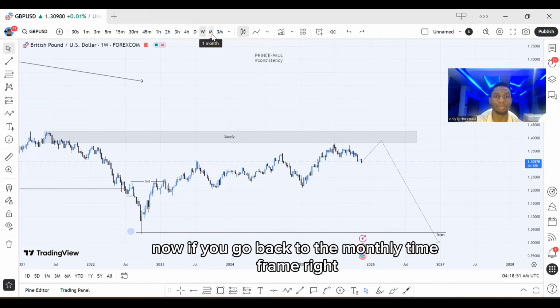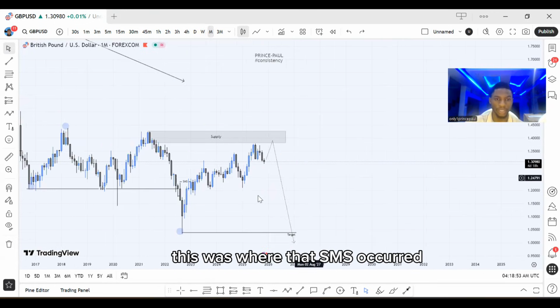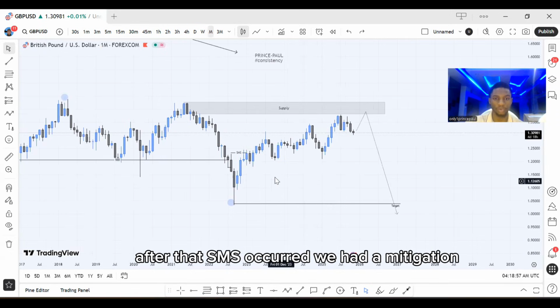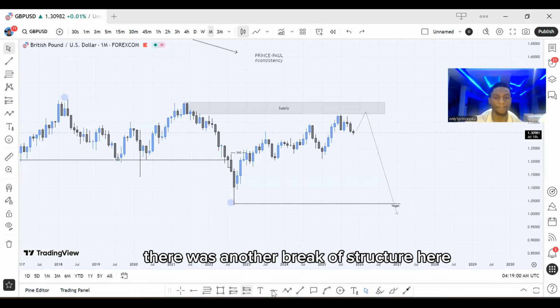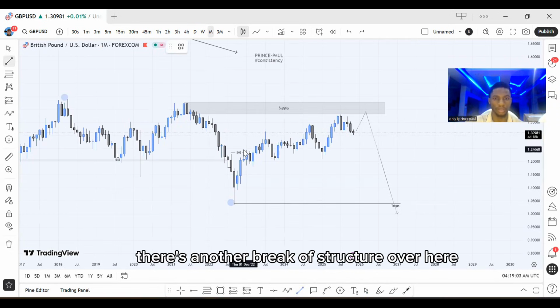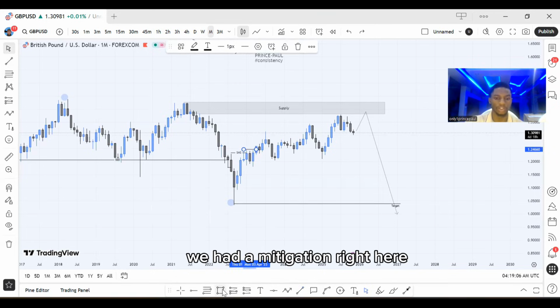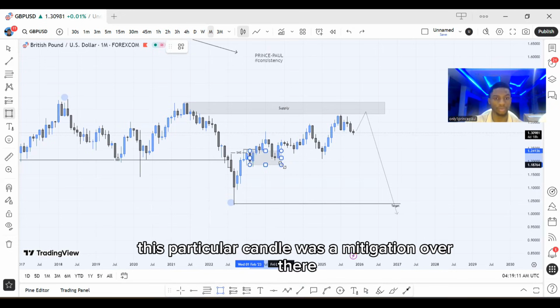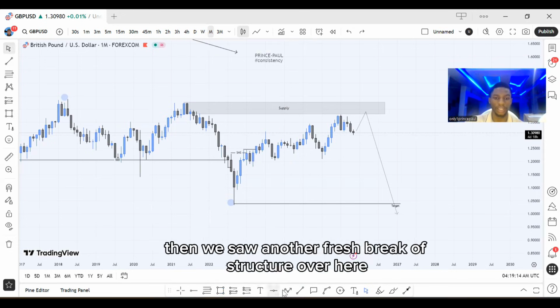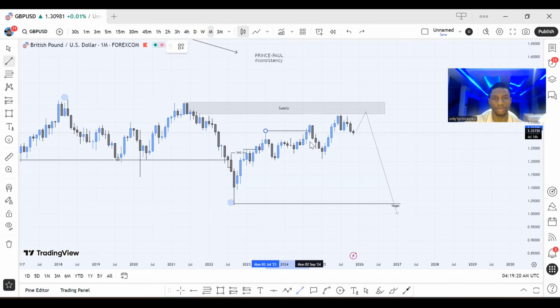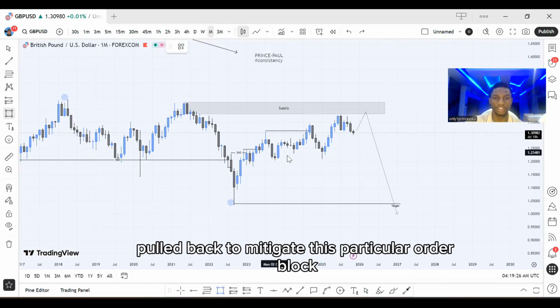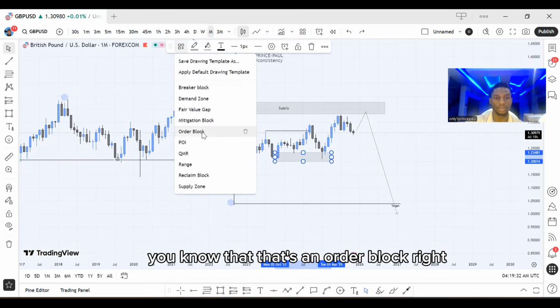Now, if you go back to the monthly time frame, this was where the SMS occurred. So that SMS occurred, we had a mitigation. There was another break of structure here. There's another break of structure over here. We had a mitigation right here. Probably this particular candle, there was a mitigation over there, so we're not working with that. Then we saw another fresh break of structure over here, right? And after this break of structure, we saw price pulled back to mitigate this particular order block. We know that that's another block, right?